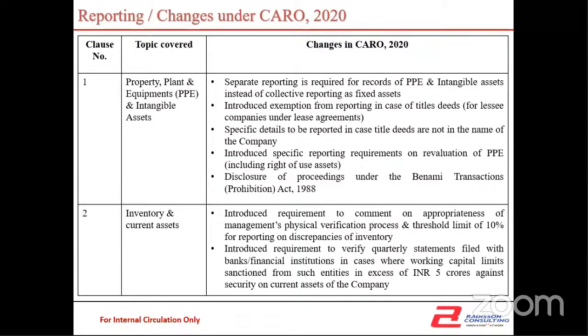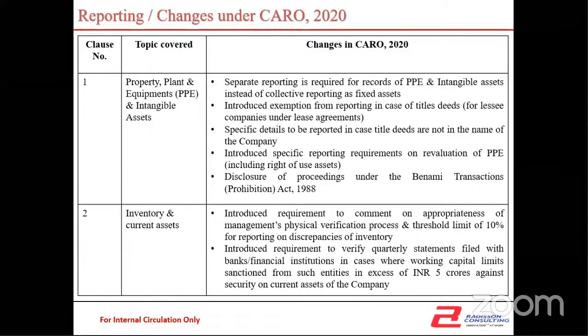What is to be noted is only existing proceedings are to be reported. So if an auditor has a hunch that a property should fall under a Benami transaction, but there are no legal proceedings going on around that property, then it will not have to be reported. Only the ongoing proceedings need to be reported.